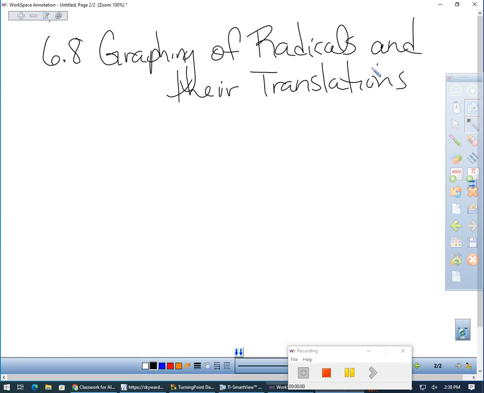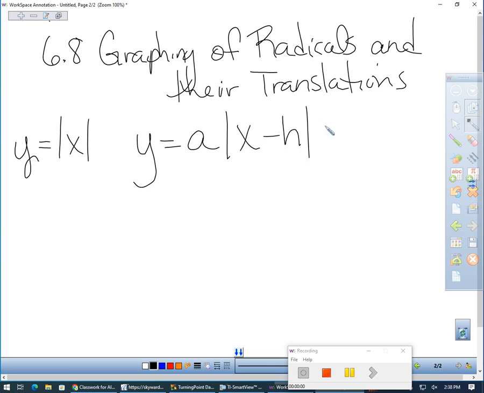One of them we started with is if we had the parent function y equals the absolute value of x. What shape does that make? A V, good. And so we said that the translation form of that was y equals a, absolute value, x minus h plus k. And we said that the h tells us whether we're going right or left. K told us whether we're going up or down.